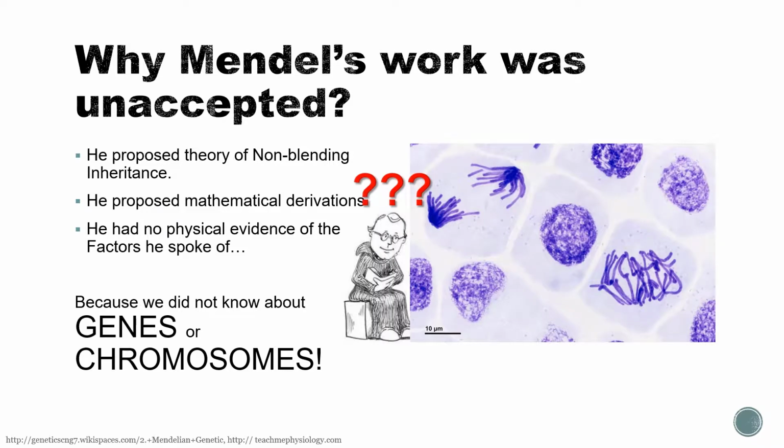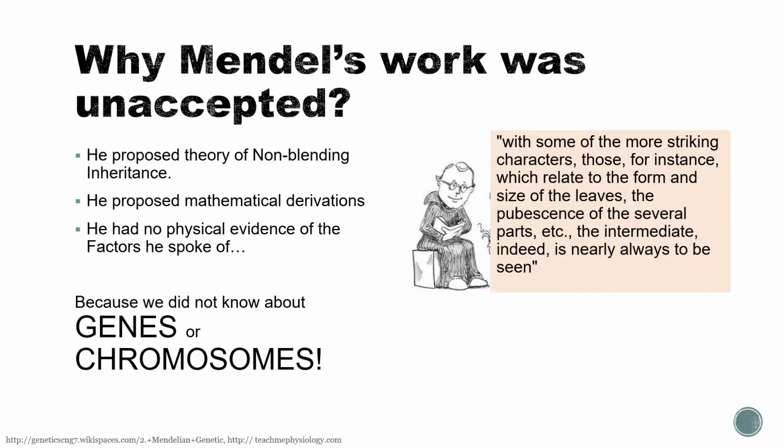To his credit, he himself acknowledged this point, where he noted, with some of the most striking characters, those for instance which relate to the form and size of the leaves, the pubescence of the several parts, etc., the intermediate indeed is nearly always to be seen. He spoke of incomplete dominance himself. So, how did the story unfold?